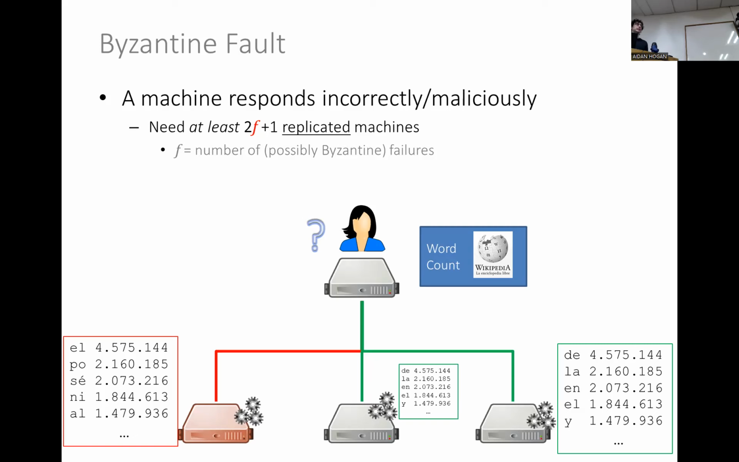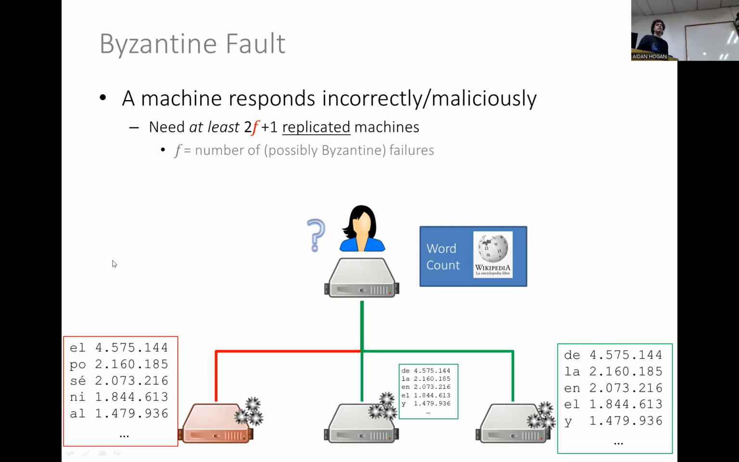So if we wanted to be tolerant to up to 2 Byzantine faults, we would need a replication factor of 5, and 7 for 3 faults, and so forth. In the worst case, the faulty machines coincide and give the same value. We need more machines to give the correct answer. Then we can take the majority and be robust to these sorts of failures.